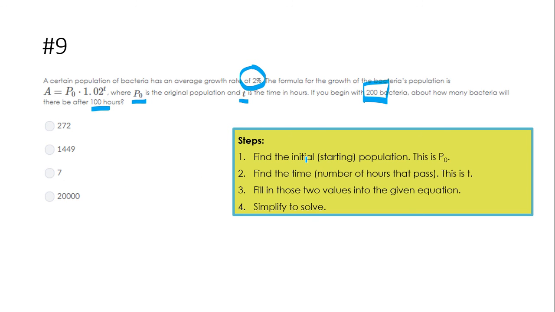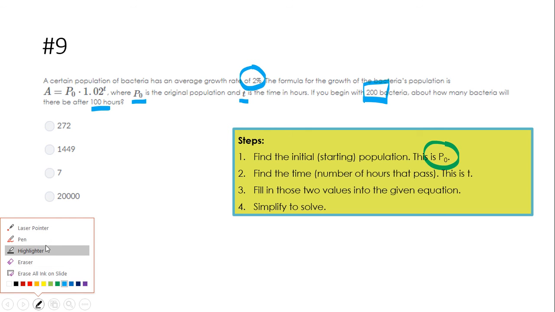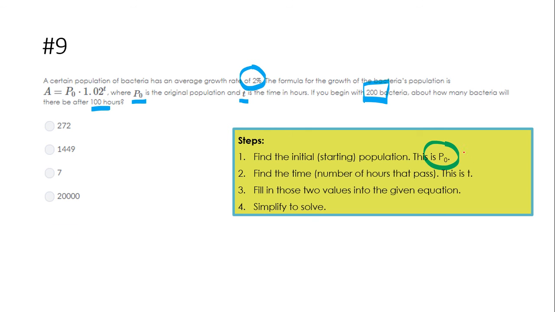So we want to find the initial starting population. This is P sub 0. Well, they tell me if you begin with 200 bacteria, okay, so I know that my P sub 0 is 200. Find the time. How many bacteria will there be after 100 hours? They give me the time, 100 hours.